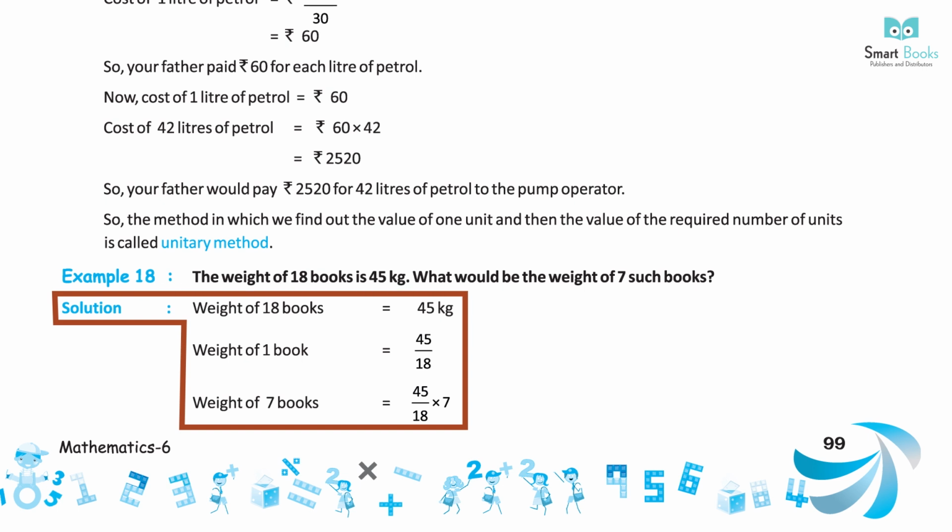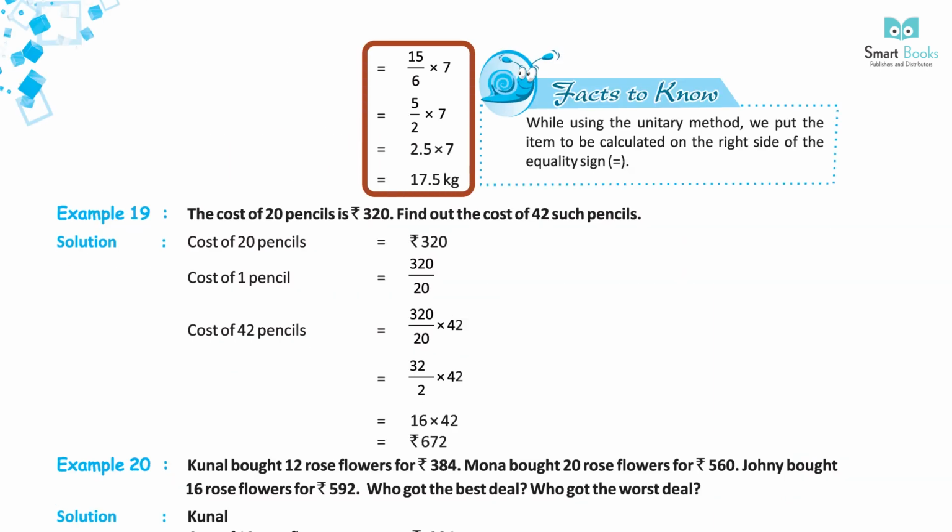Weight of 18 books equals 45 kg. Weight of 1 book equals 45 upon 18. Weight of 7 books equals 45 upon 18 times 7, equals 15 upon 6 times 7, equals 5 upon 2 times 7, equals 2.5 times 7, equals 17.5 kgs.